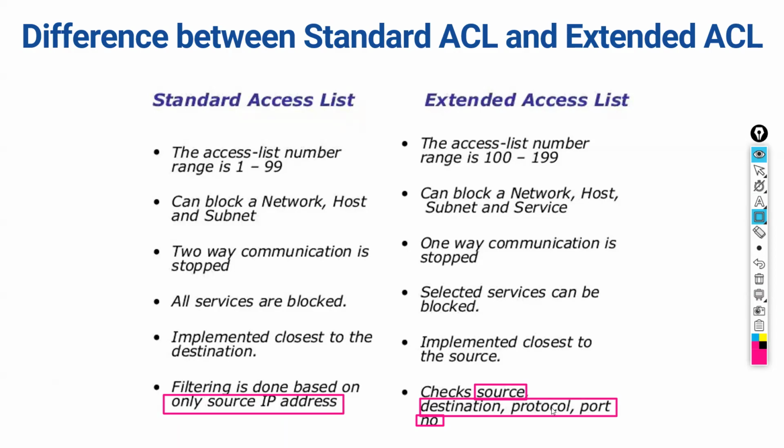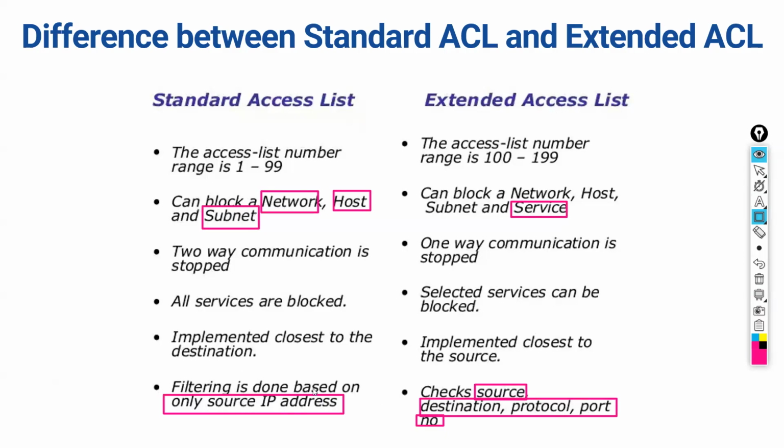Here you are able to give the protocol and port number also. That means I am able to filter a specific protocol. I can say port number 80 TCP, which means I will filter HTTP. If I say port number 53 UDP, that means DNS. This way I am able to filter a specific service. But with standard, am I able to give anything? No. Based on the source IP, I can filter a network, a host, a subnet, but I cannot filter a service. But with extended I am able to give it, so I am able to also filter a service.